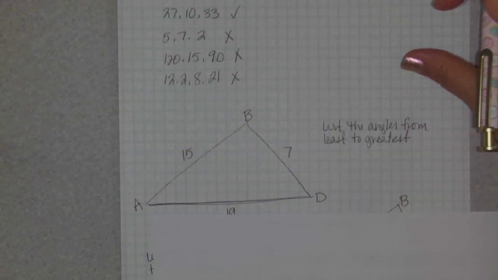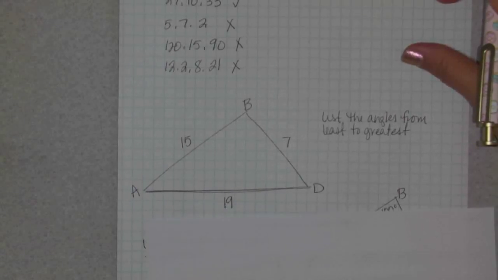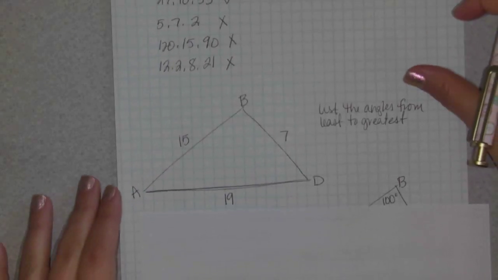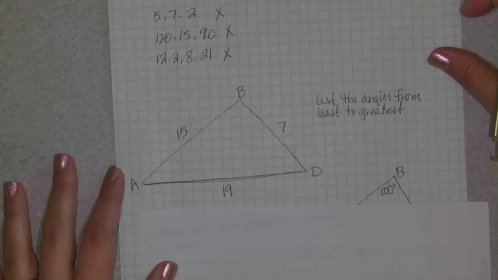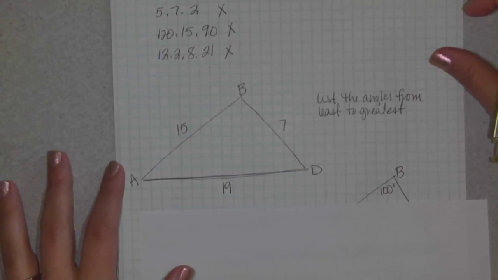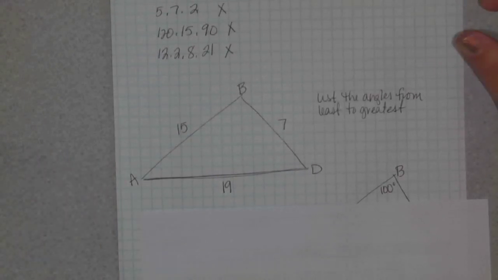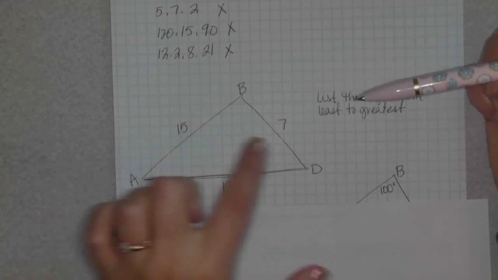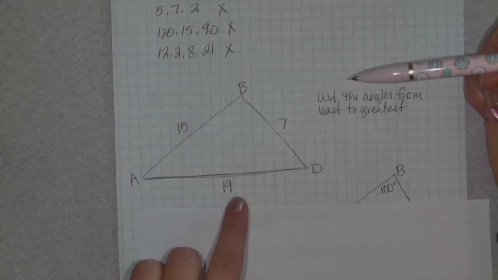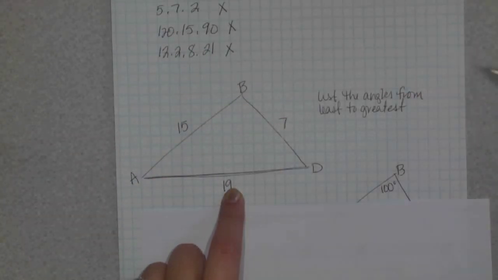Okay. So for the last two examples, I just have a triangle. Again, you can feel free to draw this on your own paper if you would like. I'm giving you the sides of the triangle. This is 15, this is 7, this is 19. I'm asking you to list the angles from least to greatest.